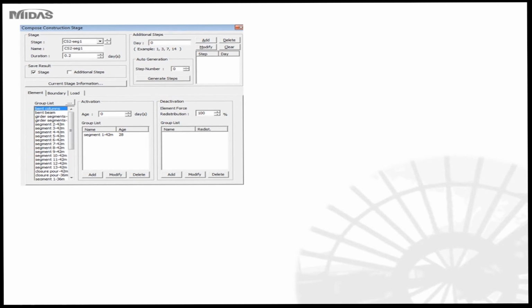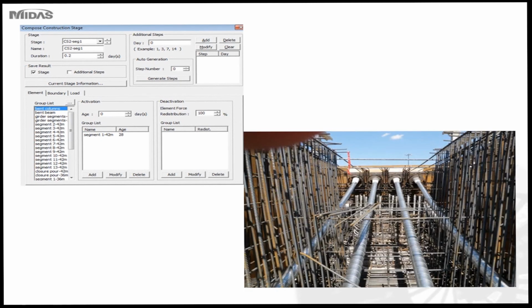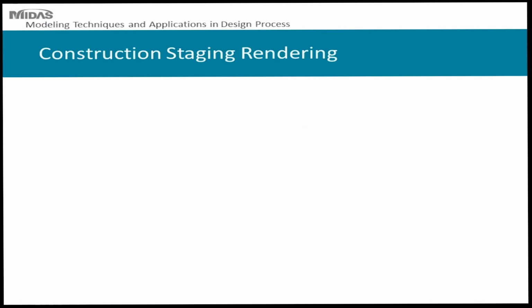This picture is showing one of the pictures for the construction stage. And this picture is showing the internal tendons that were defined in the cab beam. The next slide is showing the wedging effect.